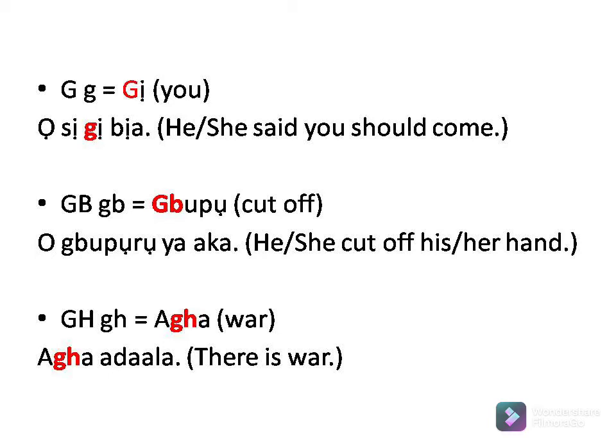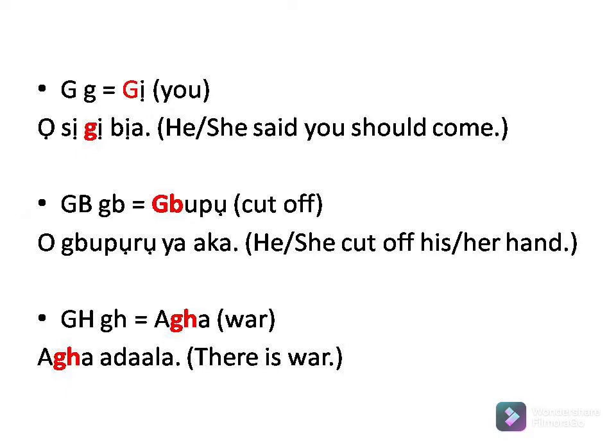The next letter is the Gb, and you can find it in a word like bupo, which means cut off. Now let's look at it in a sentence. O bupuru ya aka. He or she cut off his or her hand. The O there stands for he or she, while the ya stands for his or her, meaning it may be a male or a female.